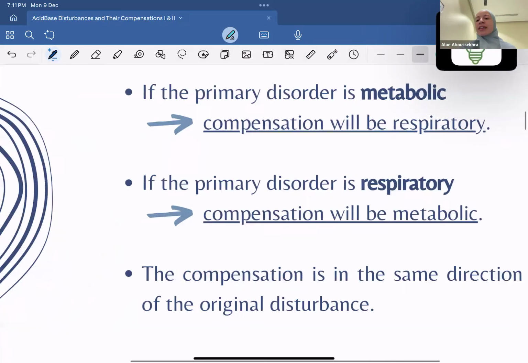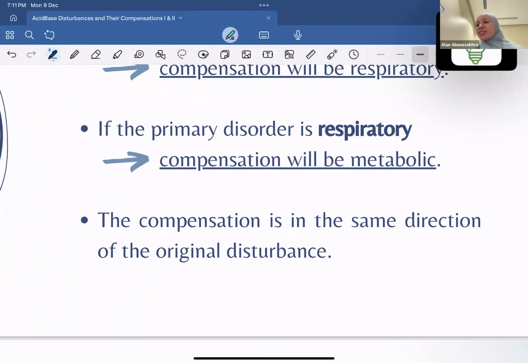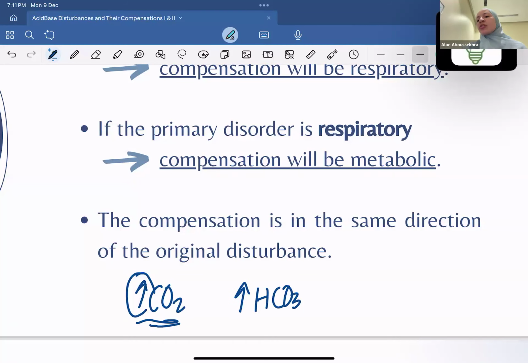What does that mean? Let's take an example. If, for example, we have a respiratory change, so for example, we have an increase in CO2, okay? The compensation, as we said, needs to come from what? The renal or the metabolic system. So bicarbonate is going to change. But how is it going to change? It needs to be in the same direction as the original disturbance. This is the original disturbance. It increased. So the compensation needs to also increase. So the bicarbonate is also going to increase. Okay? Does that make sense?